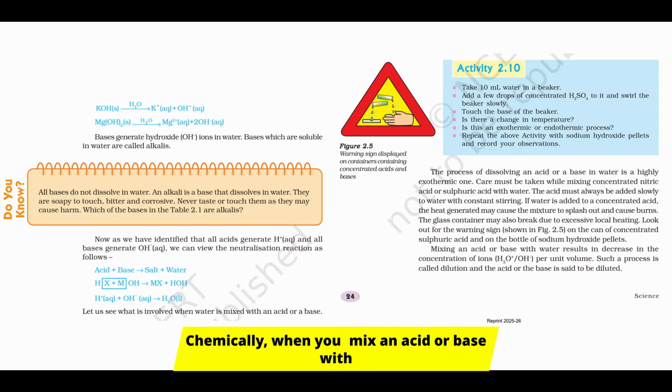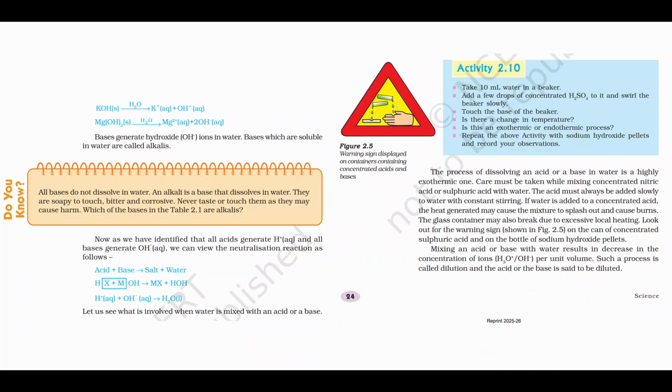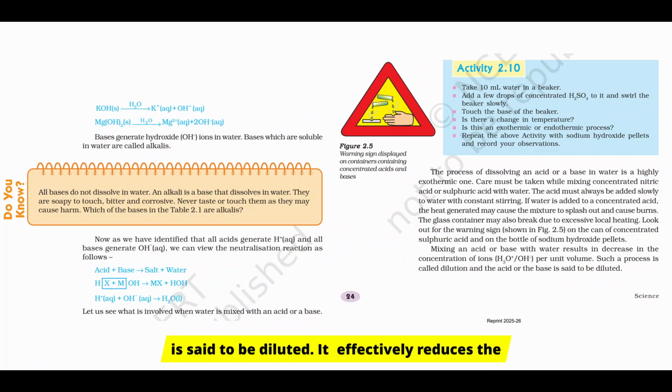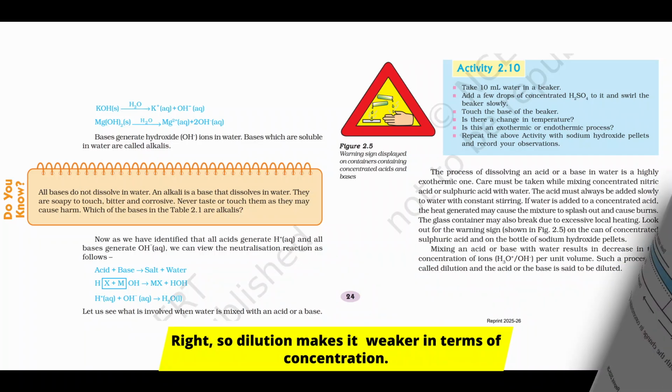Chemically, when you mix an acid or base with water, you're increasing the total volume of the solution without increasing the amount of acid or base molecules. This means the concentration of the active ions, H3O+ for acids, or OH- for bases, per unit volume decreases. The solution becomes less concentrated, less potent. We call this process dilution, and the resulting solution is said to be diluted. It effectively reduces the strength or corrosive power of the acid or base.